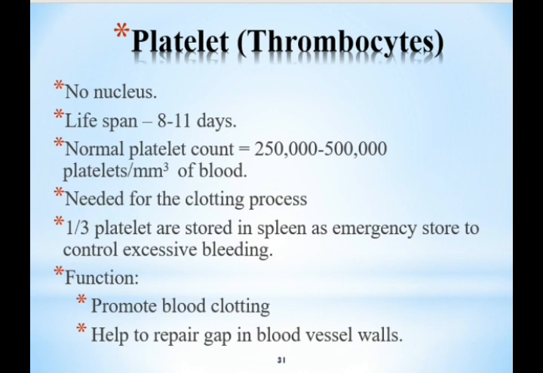What about platelets? Platelets don't have any nucleus at all. They only live for 8 to 11 days. Normal platelets will be around 350,000 to 500,000 per cubic millimeter of blood. They are needed for the clotting process. A third of the thrombocytes in your body are in your spleen as an emergency store to control excessive bleeding. Their actual work is to promote blood clotting and repair the gaps in blood vessels.